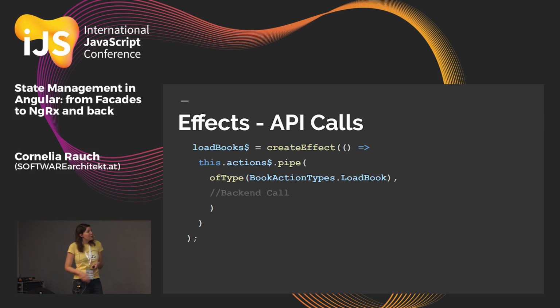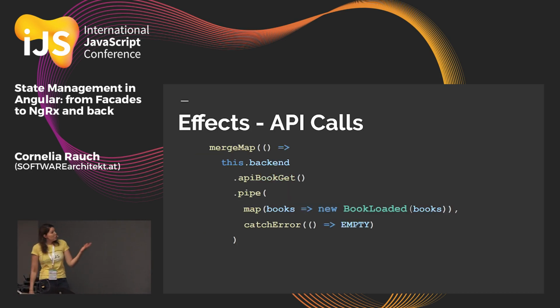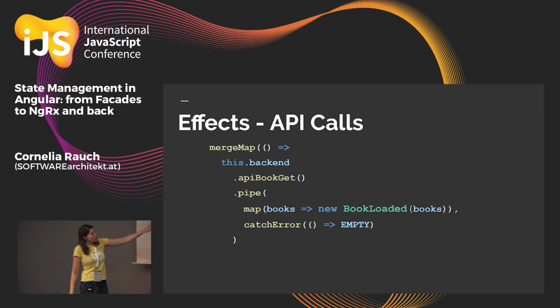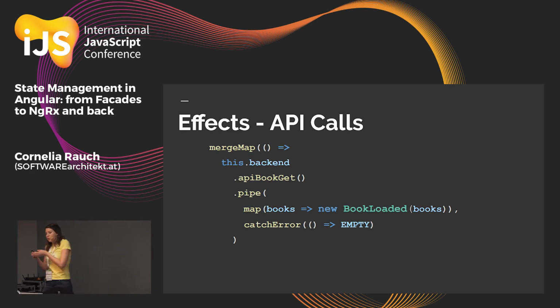For example, we can listen here to load books, and because we want to get our books from the backend, we have to make an HTTP call, and we can do that within here. So we have here our backend call, we get our new books, and if we have all the books we need, we can emit here in the effects a new action, which is books loaded with the new list of books, and then this is going to be sent to the reducer instead.